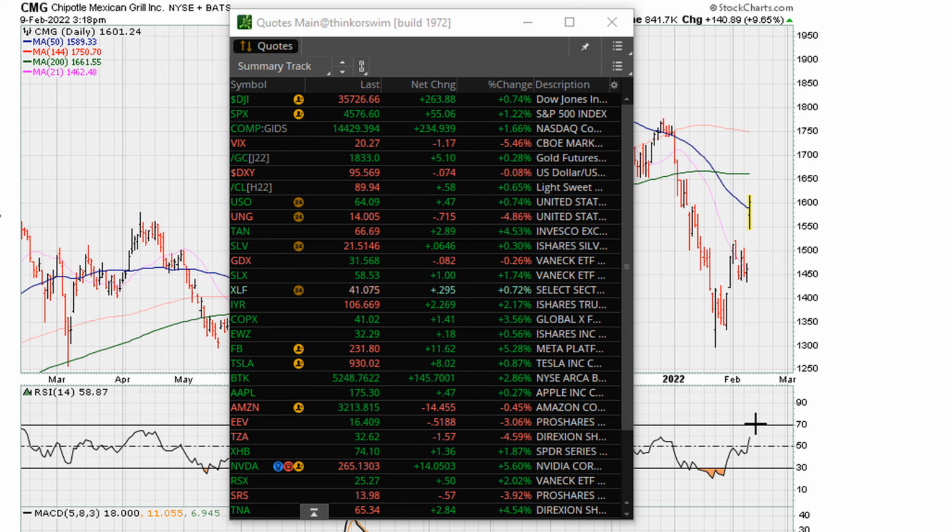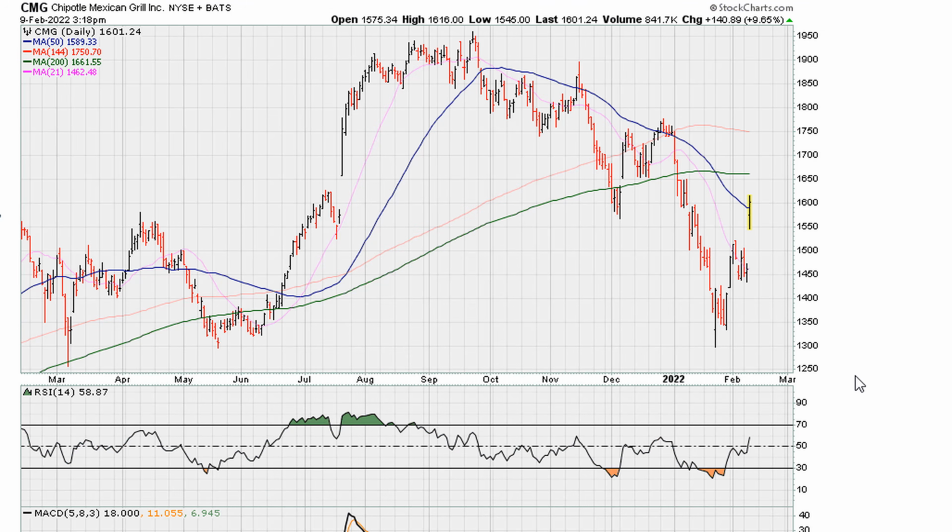In today's video, we're going to be taking a look at Chipotle, which has had a nice move today, gapping up. And for the session, today's session alone is up about 9 to 10%. And again, ticker symbol is CMG. This is the daily. Just wanted to show this gap up for today. I'll come back to this daily here in a minute.